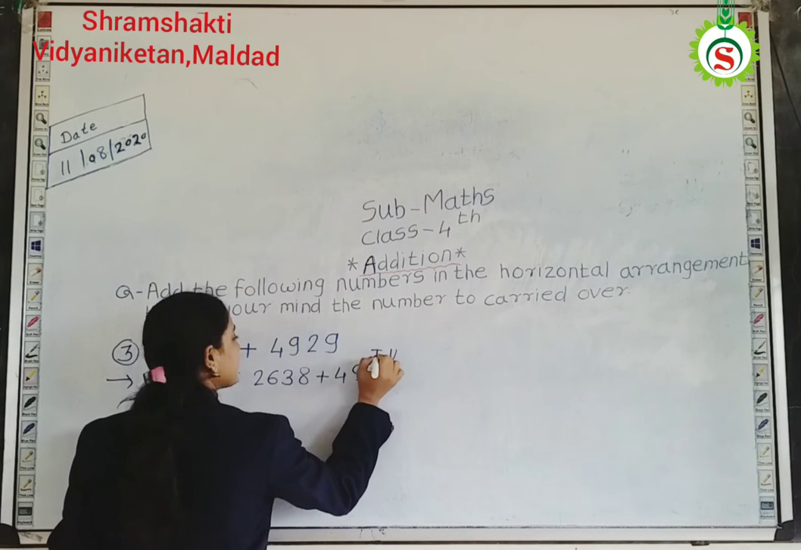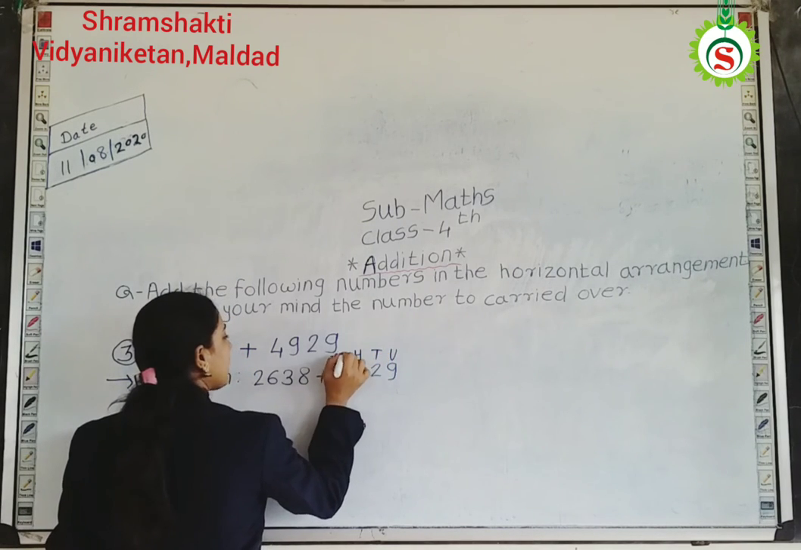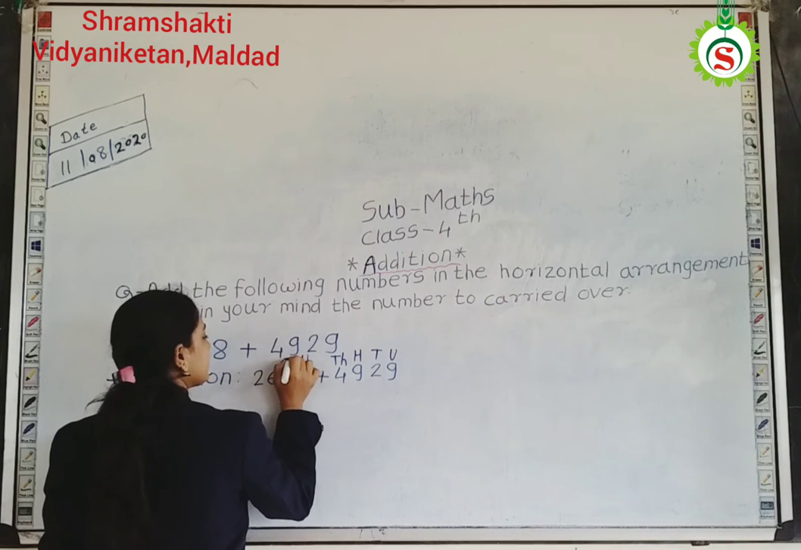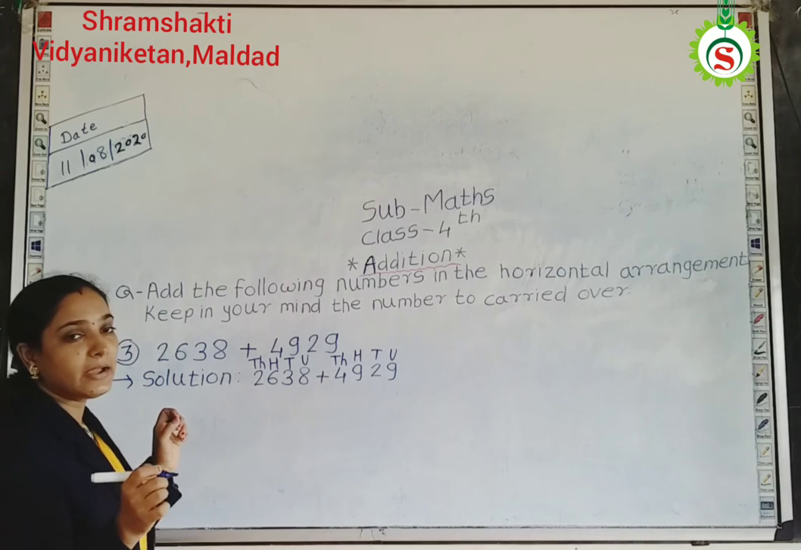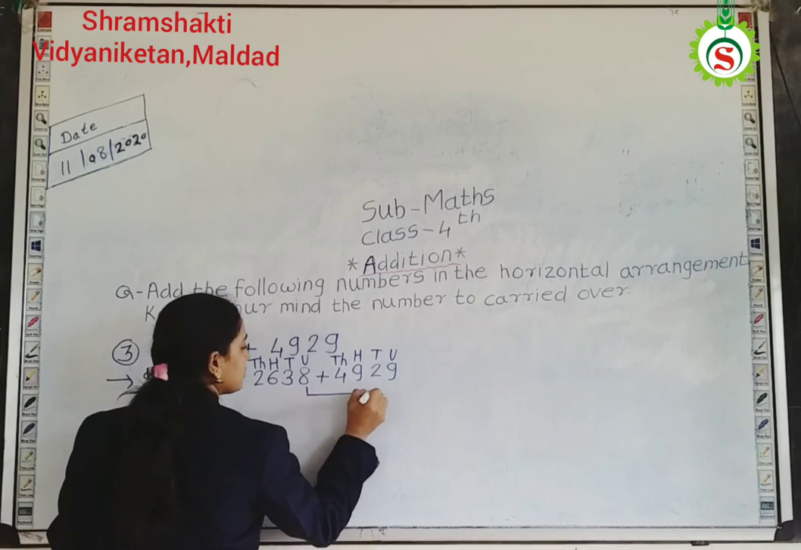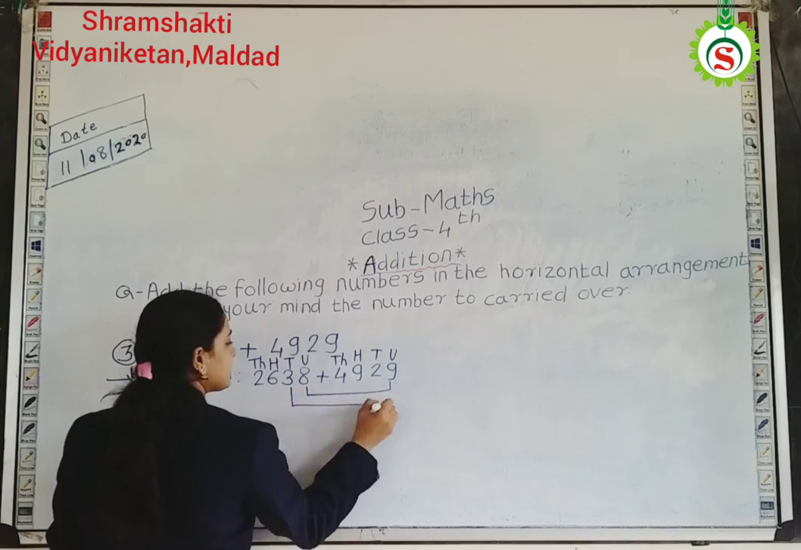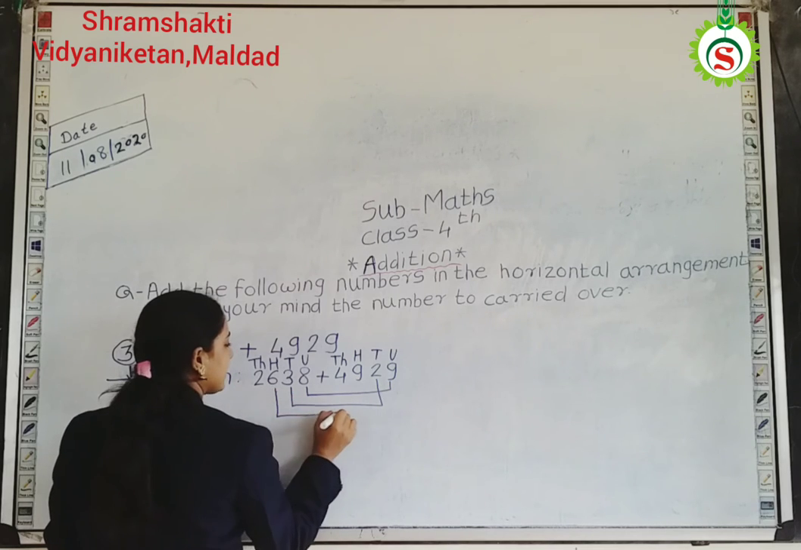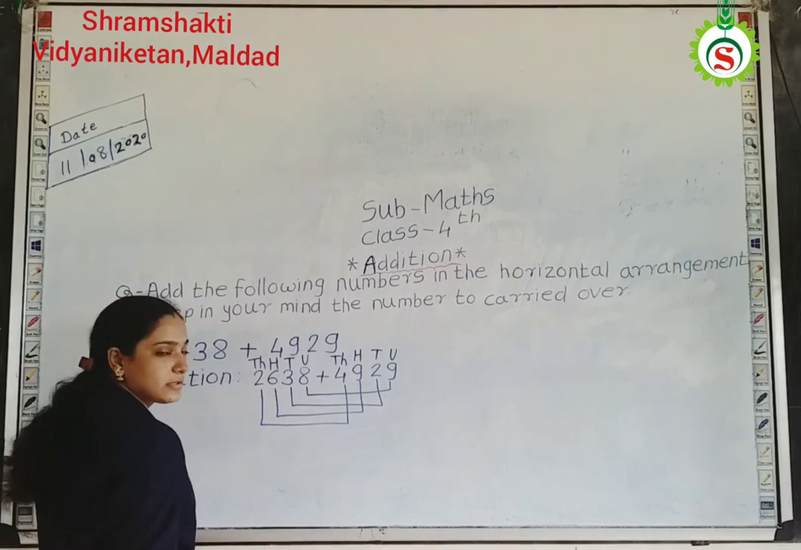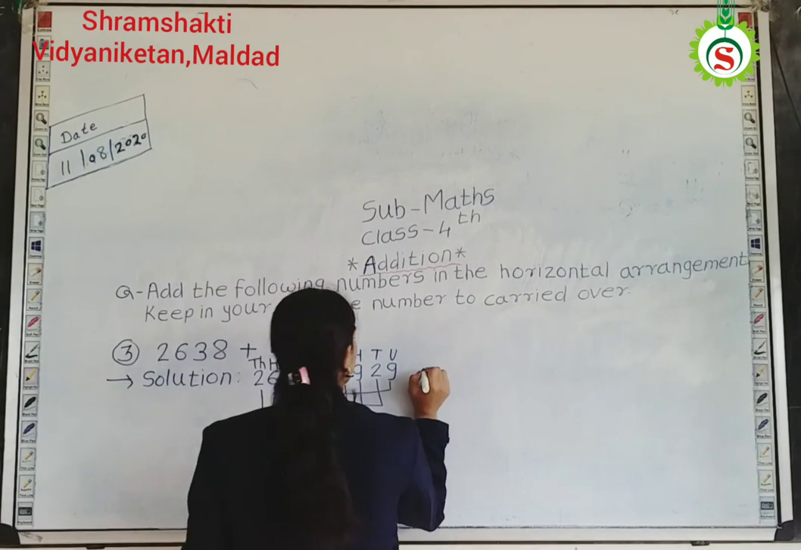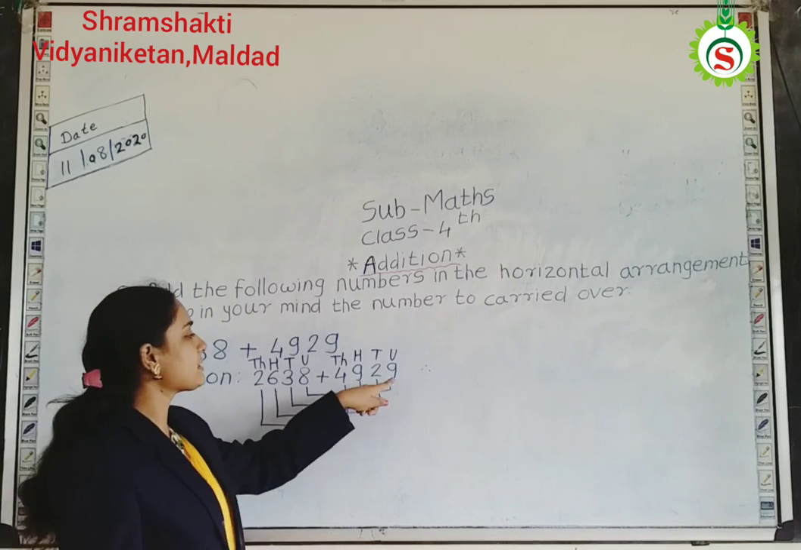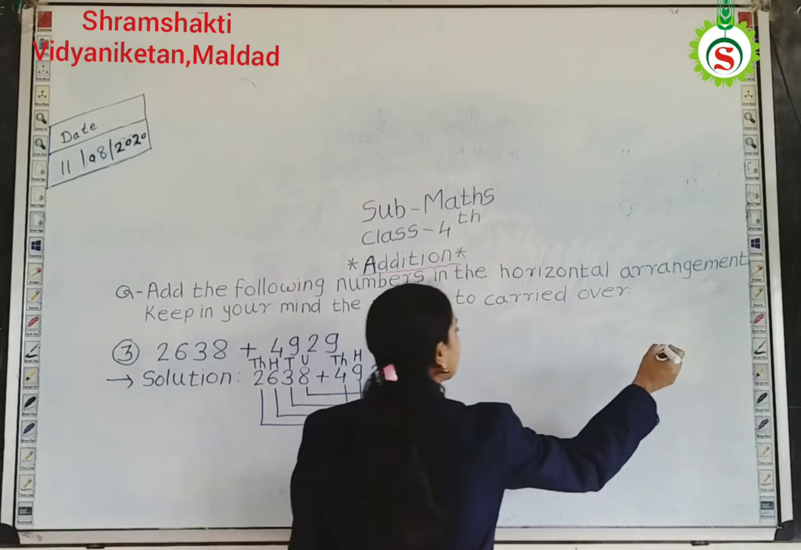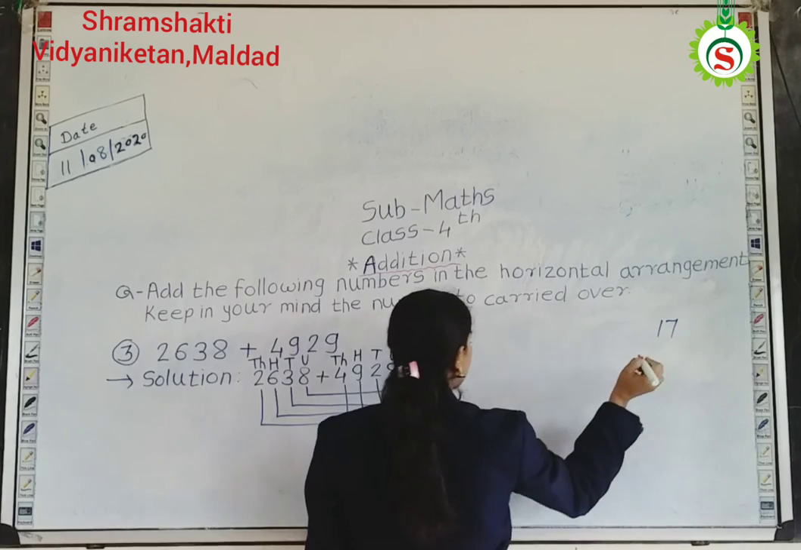Units, tens, hundreds, thousands. Then make a pair place wise. Units, units. Tens, tens. Hundreds, hundreds. Thousands, thousands. Then simple addition. Therefore, your first units place addition. 8 plus 9, 17. Write down only 17.